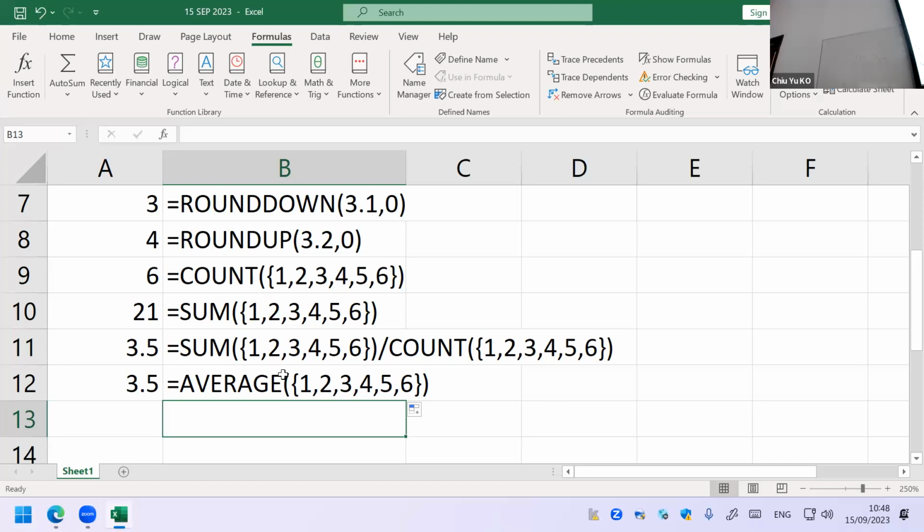So you have to make sure that you get the curly bracket between your data, otherwise it doesn't work. Okay, is there any question? I just try to see if any.